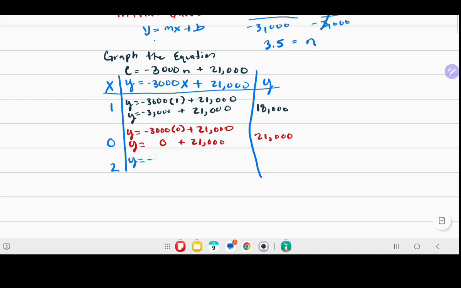Then last, y is equal to negative 3,000 times 2 plus 21,000. All right. Negative 3,000 times 2 is negative 6,000 plus 21,000. And we end up, we can't add those directly because one is negative, one is positive, of course. And we get 15,000.